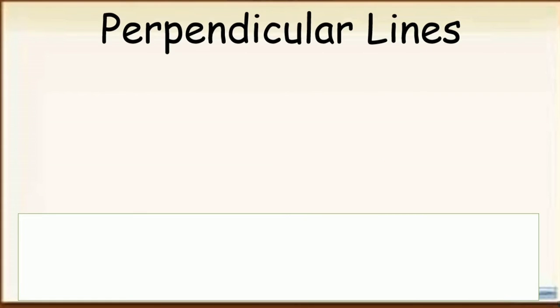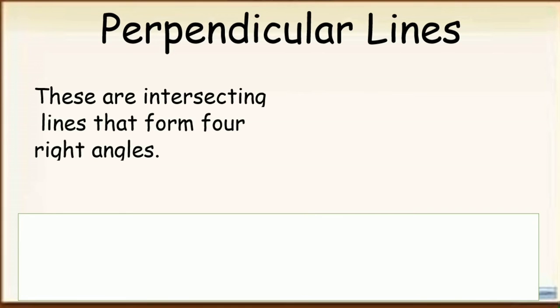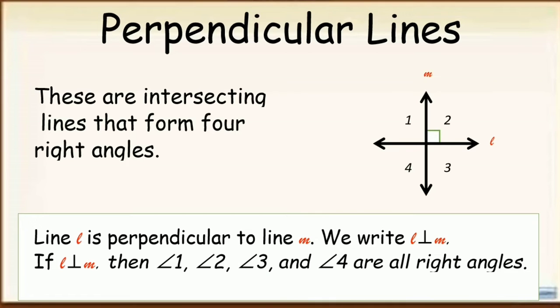Okay, next, perpendicular lines. These are lines that form four right angles. So line L is perpendicular to line M. We write line L perpendicular to line M. If L is perpendicular to M, then angle 1, angle 2, angle 3, and angle 4 are all right angles. Okay, next.